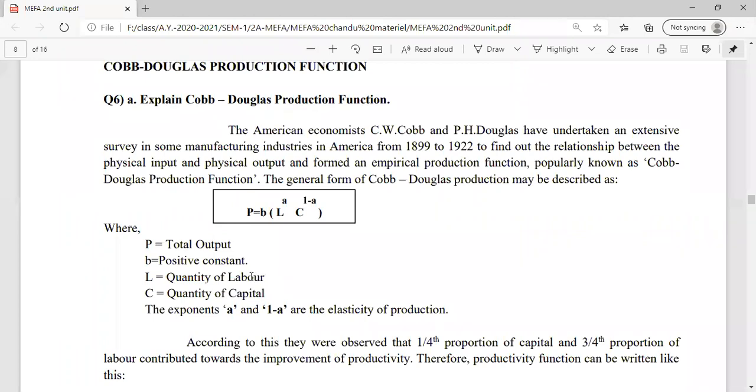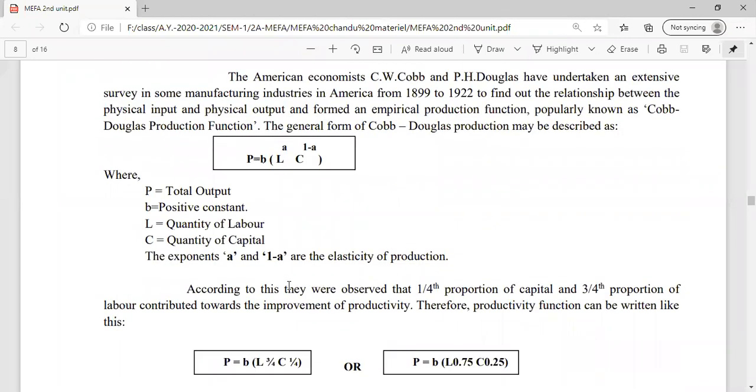In those times there was a huge revolution to increase the production. So at that time they gave this Cobb-Douglas production function, which helped them a lot in the manufacturing industry to know the input and output relationships, physical inputs and physical output relationships in production. So you just listen to this carefully, or else you may not understand this.